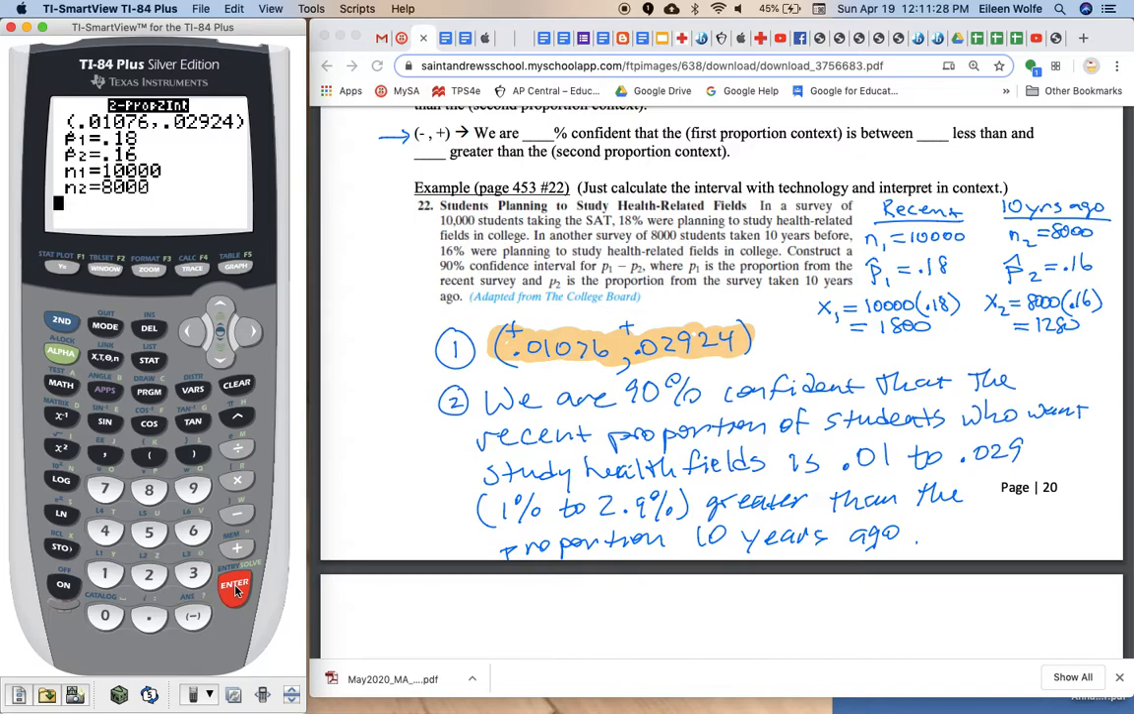Okay, so I copied down the endpoints, 0.01076 and 0.02924, and that's roughly 1% if I change that back to a percentage, to 2.9%. So I can make a statement that I'm 90% confident that the recent proportion of students who want to study health fields is 0.01 to 0.029, meaning 1% to 2.9% greater, right? Two positive endpoints, the first proportion is greater than the second one. So it's greater now than the proportion 10 years ago.